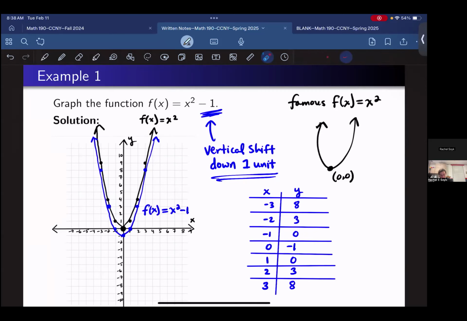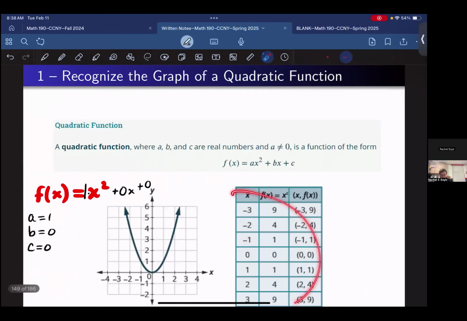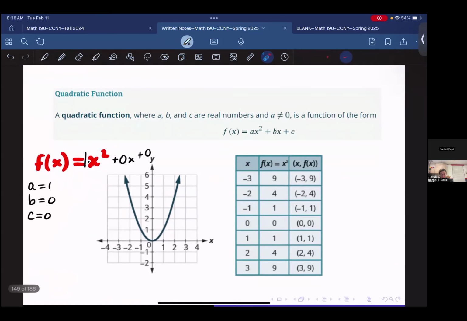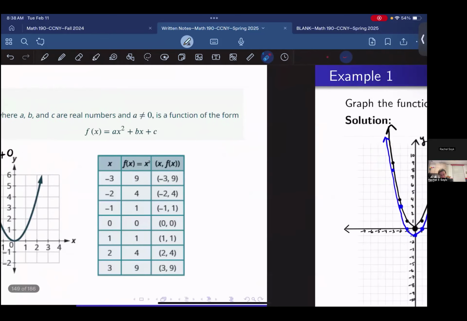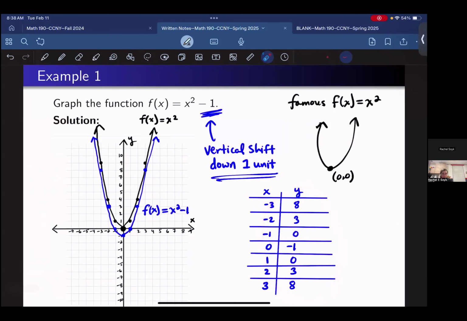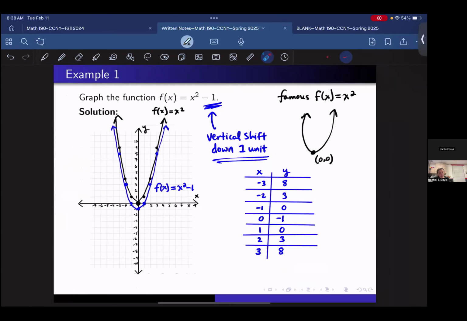And then we're done. So the comparison between this table and the table on the previous page is our y values are just one more than we have here. Our coordinate points are -3, 8, and then so on and so forth. Right?